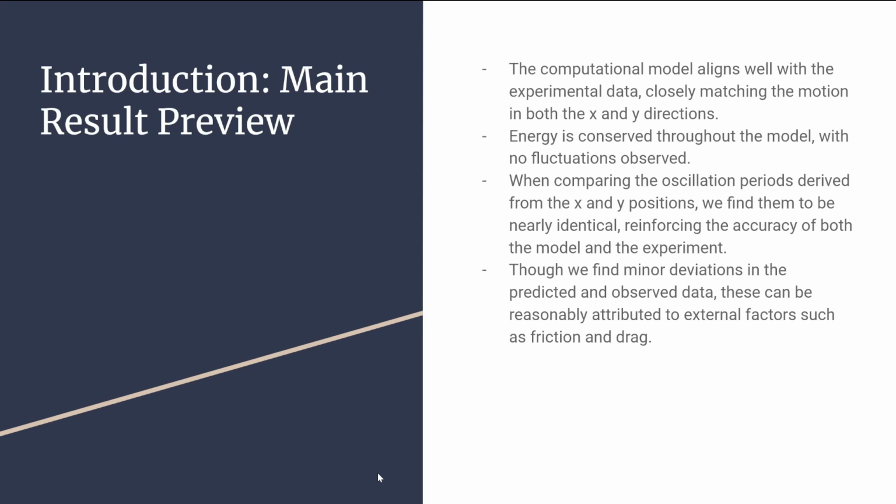So here's a preview of our main results. The computational model aligns well with the experimental data, matching closely the motion in both the x and y directions. Energy is conserved throughout the model, with no fluctuations observed. When comparing the oscillation periods derived from the x and y positions, we find them to be nearly identical, reinforcing the accuracy of both the model and the experiment. But we find minor deviations in the predicted and observed data. These can be reasonably attributed to external factors such as friction and drag.